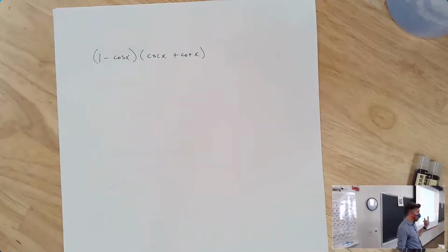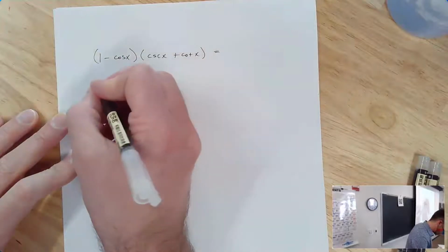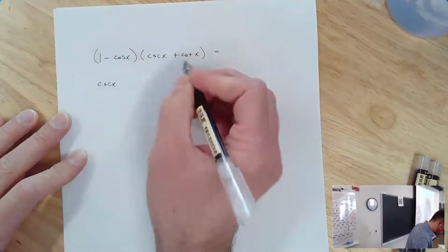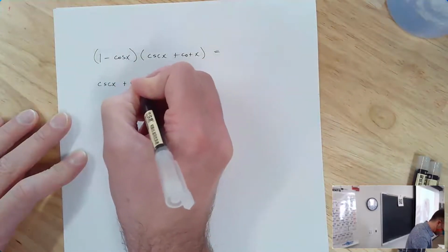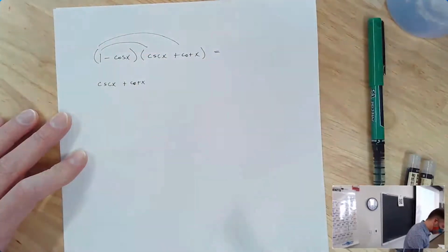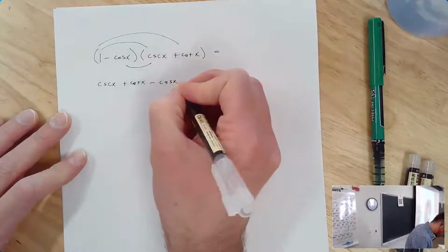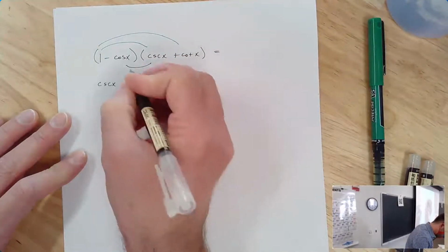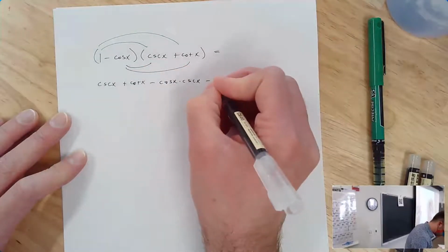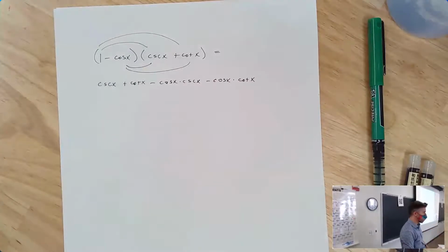So one way to go would be to first FOIL it out. Right, you could totally FOIL this out. So you've got 1 times cosecant. You've got 1 times cotangent. I really should draw the little arrow. I always draw the little arrows. And then I've got minus cosine x times cosecant x, and then minus cosine times cotangent.